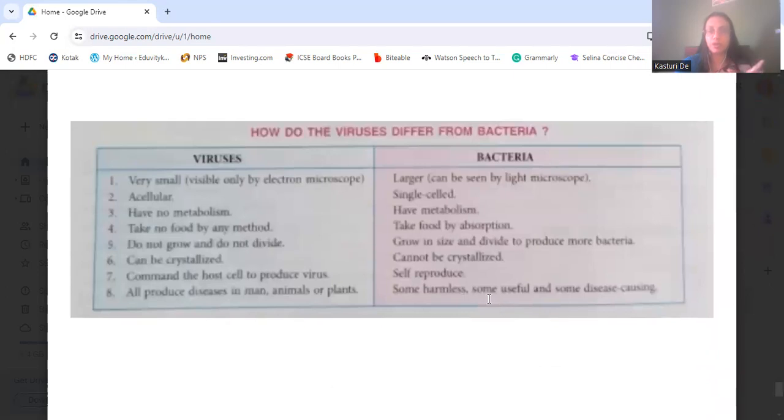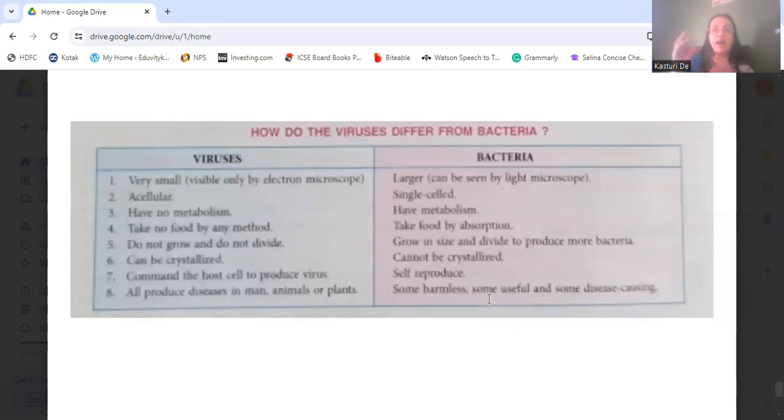Another, sorry, there's one table on the difference between virus and bacteria. So virus is very small, visible only through an electron microscope. But bacteria is a little larger and can be visible by a light microscope also. Viruses are acellular, and bacteria are single-celled. So what is the difference between acellular and single-celled?